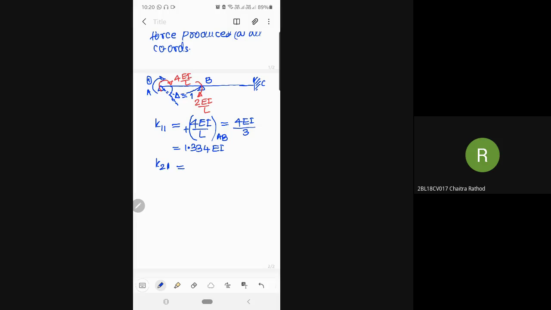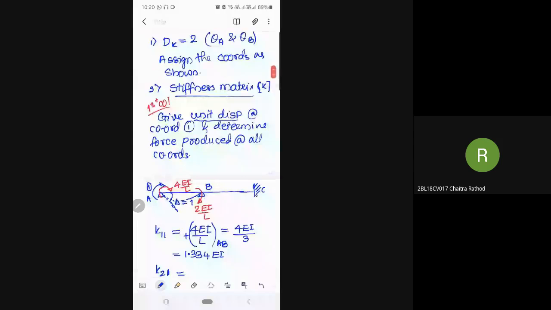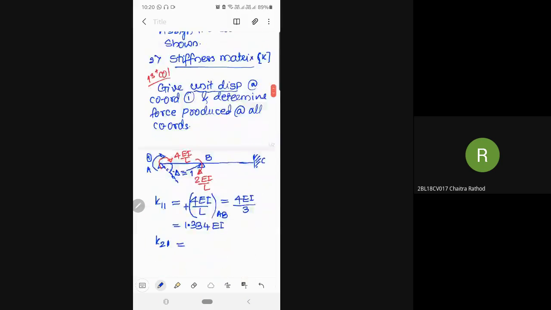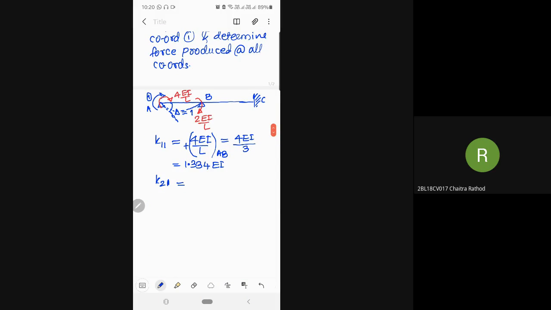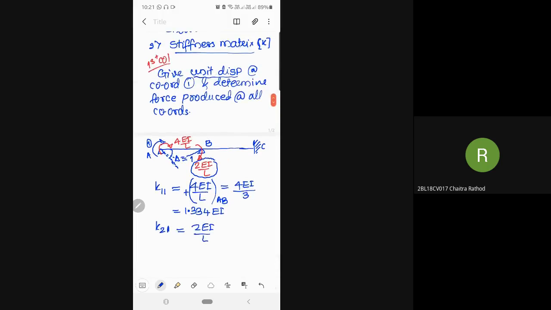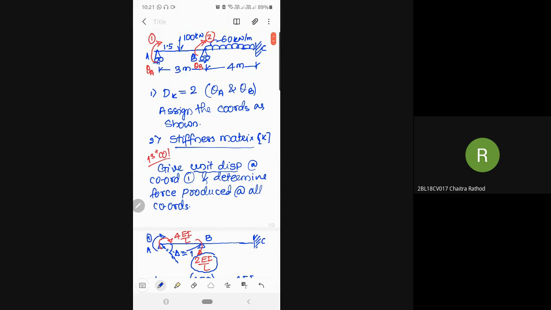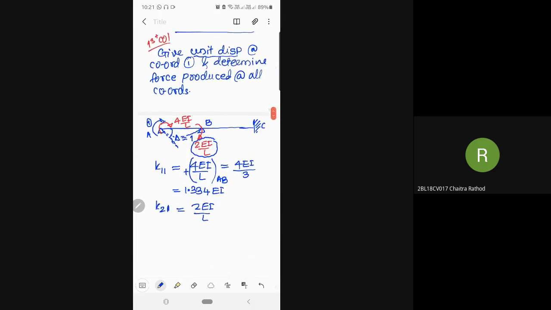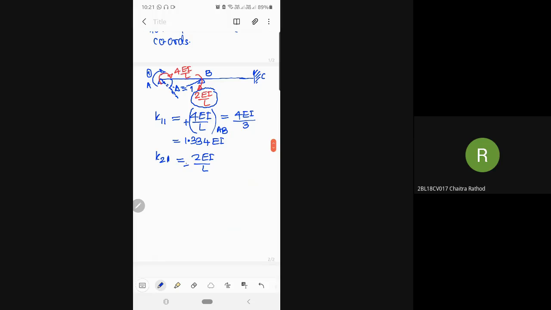So what is this K21 now? K21 is, what is the force at 2? Coordinate number 2. Where is coordinate number 2? The coordinate number 2 is at B. So at B, the force produced is 2 EI by L. But what is its direction? Its direction is clockwise, right? Now what is the direction of coordinate number 2? The coordinate number 2 is also clockwise. So both are clockwise means it is positive. Clear?